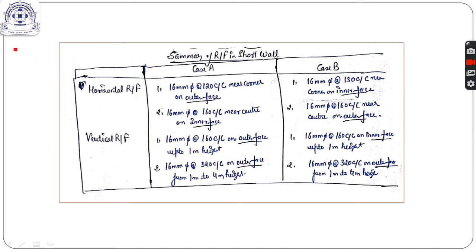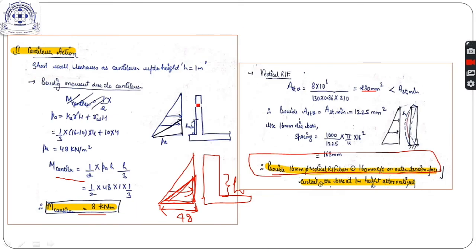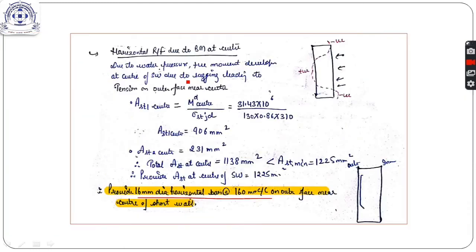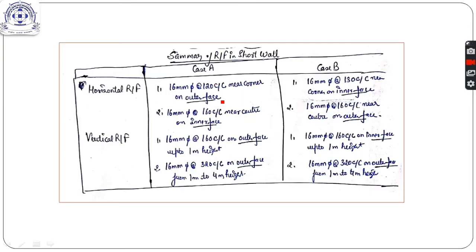So in case A, horizontal reinforcement at corner was provided on the outer face. So let me go back. This was the horizontal bending moment at corner for case A. Now it was 16 mm at 120 for the corner and 16 mm at 160 at the center. Sorry, we are doing this right now. So 120 at the outer face near the corner and 160 near the center on the inner face.